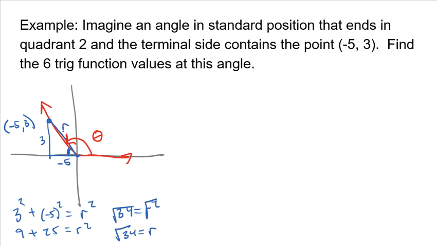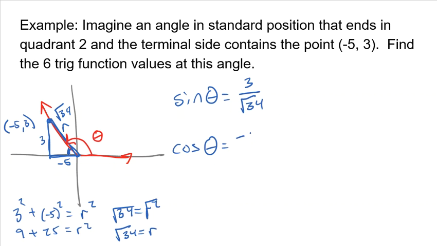So my radius, if I'm looking at this as a triangle, my hypotenuse is the square root of 34. So now if I say, hey, what's sine of theta? Well, this should be easy. It's the opposite, 3, divided by the hypotenuse, the square root of 34. What's cosine of my angle? Well, that would be the adjacent, -5, divided by the hypotenuse, square root of 34, or the radius, right?